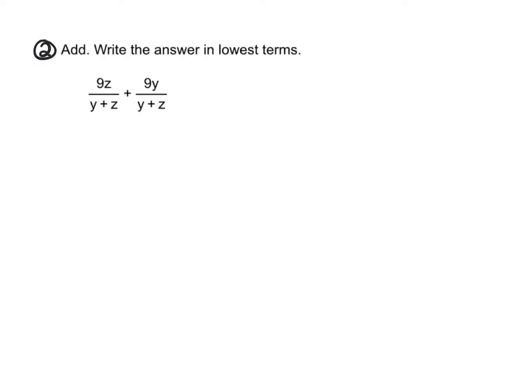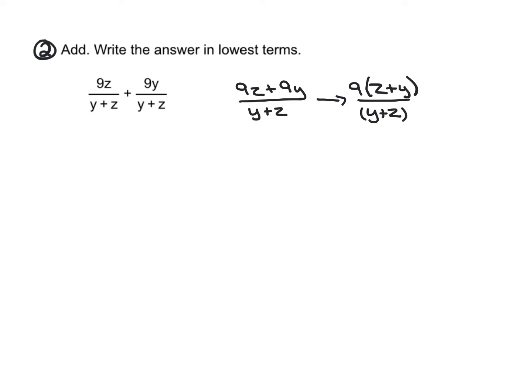So again, my denominators are the same. So this is 9z plus 9y over y plus z. But 9z and 9y have something in common. They both have a 9 in common. So I'm going to divide out the 9, and I have z plus y, because 9 times z is 9z, and 9 times y is 9y. So that's the same. Okay, my bottom is y plus z.